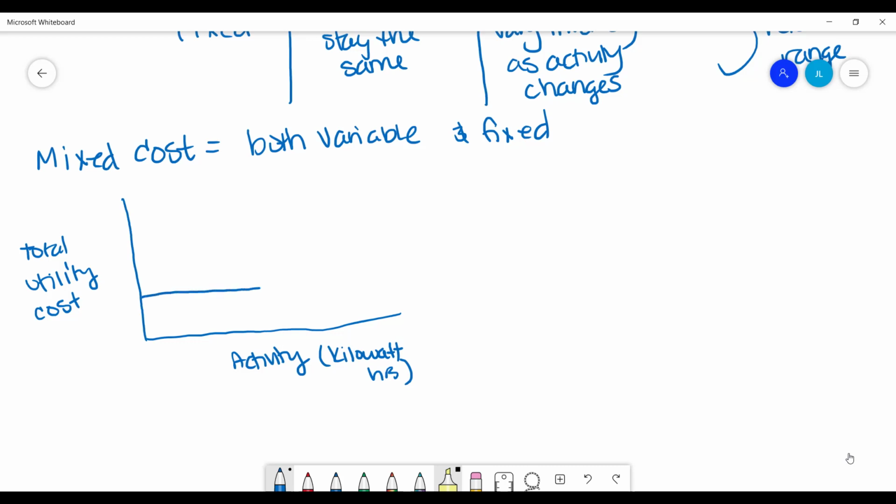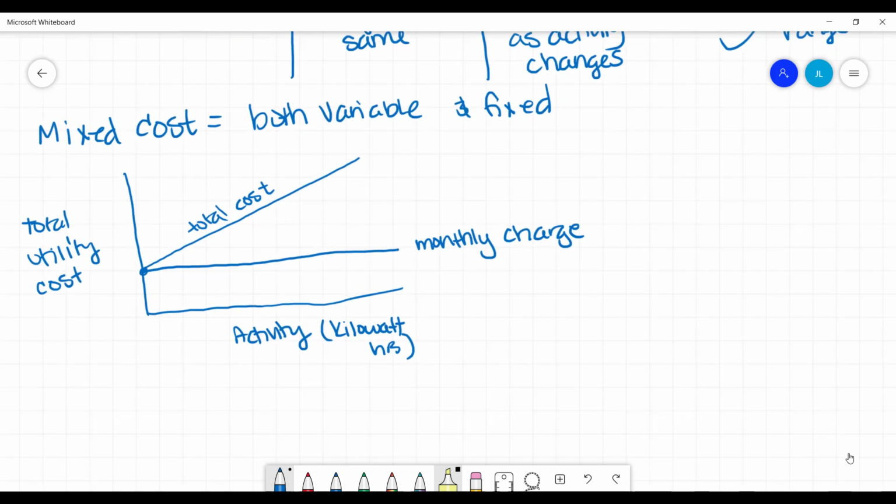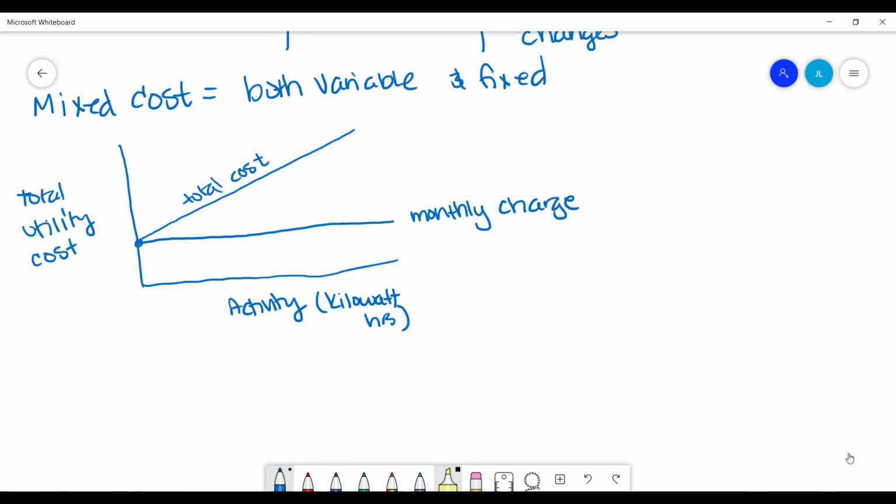Okay, so if we're looking at your total utility bill, in this case, for example, we're going to say that part of that bill every month has a fixed element to it, a monthly utility charge. But then we're being charged a certain amount per kilowatt hour. Okay, so we're being charged a monthly amount, but also per kilowatt. So this line right here is really your total utility cost, a mixture between the fixed element and the variable element.